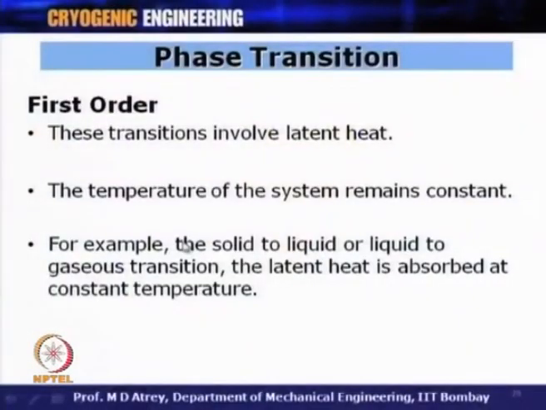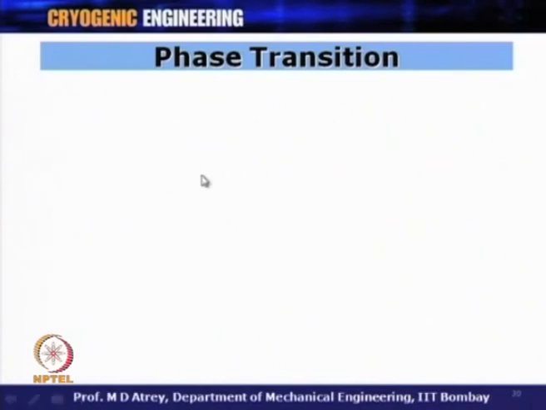This is what I am going to talk about. For example, the first order transition is nothing but the solid to liquid or liquid to gaseous transition. The latent heat is absorbed at constant temperature, and these are the features involved in the first order transition. Now, we will see what the second order transition is, and this is what happens in the transformation from helium 1 to helium 2.